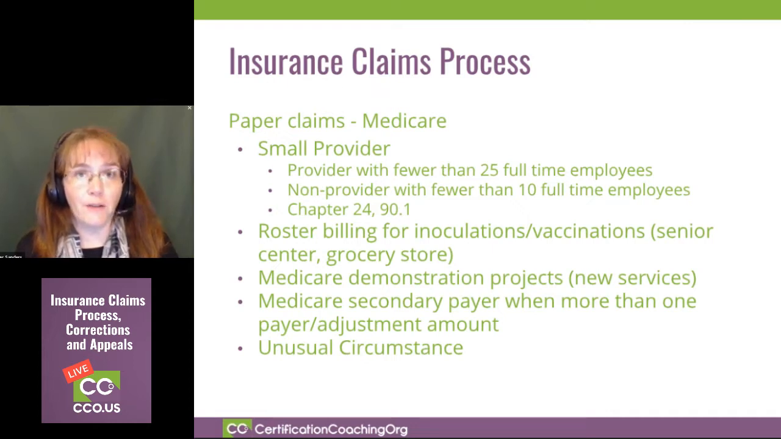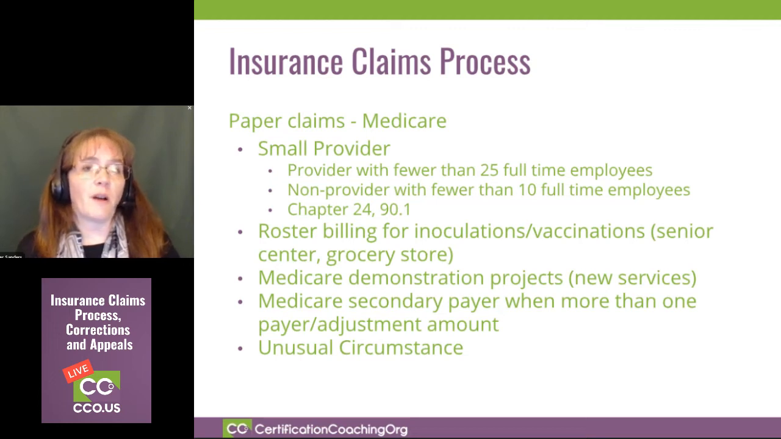Of course, anything you file on paper is going to take longer and come with the risk of being misdirected and never received at the insurance carrier. So we all know mail can get lost. Chapter 24 of the Medicare Claims Processing Manual, Section 90.1, talks about the small provider some more. So if this is one of your categories, then that's where you're going to want to go to look it up. They also have a couple of exceptions where they allow paper claims.